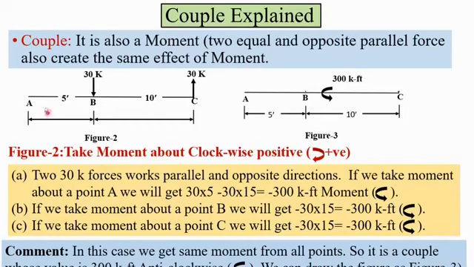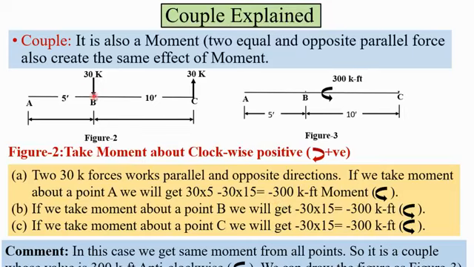Now couple. Say this figure 2, there is 30 kip, another 30 kip. They are parallel and in opposite direction with a distance 10. If we take a moment from A, in figure 1, the force will be 30 into 5 clockwise plus minus 30 into 15 anti-clockwise. So it becomes minus 30 kip feet moment. Minus 30 kip feet means, as I have taken clockwise, it is anti-clockwise. Minus means it is opposite to the assumed direction.